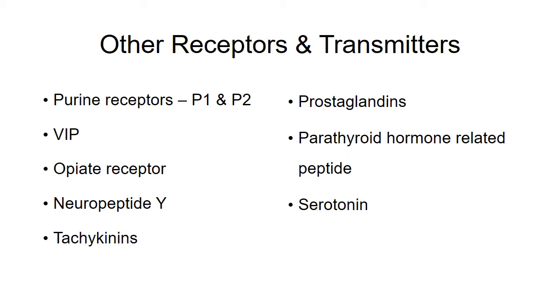Then VIP or vasoactive intestinal peptide, which is excitatory in action. Then opiate receptors produce relaxation of the bladder. They are seen in the afferent part of the dorsal horn and several supraspinal regions. Neuropeptide Y and tachykinins produce excitation of detrusor, whereas prostaglandins produce relaxation of the urethra. Parathyroid hormone related peptide produces relaxation of detrusor and serotonin produces urethral muscle contraction.